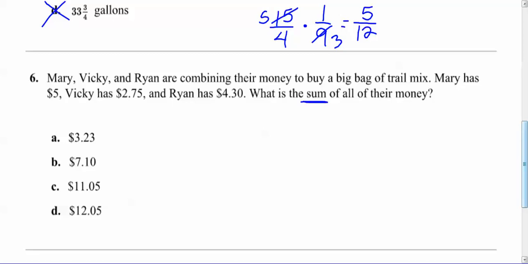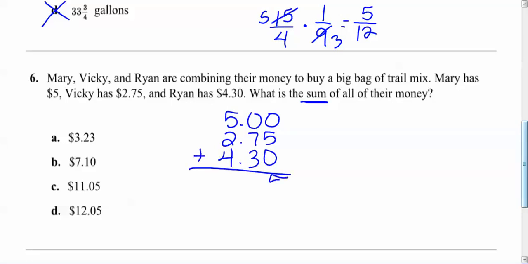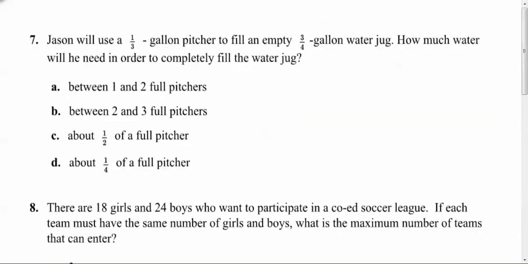Well, you needed to recognize that sum means to add. So you need to take $5, $2.75, and $4.30 and add those numbers together. Drop that decimal point. So you are going to get $12.05. So if you got $11.05, it's because you did not carry your 1. Okay? So the correct answer is choice D. All right, let's go to the next page.